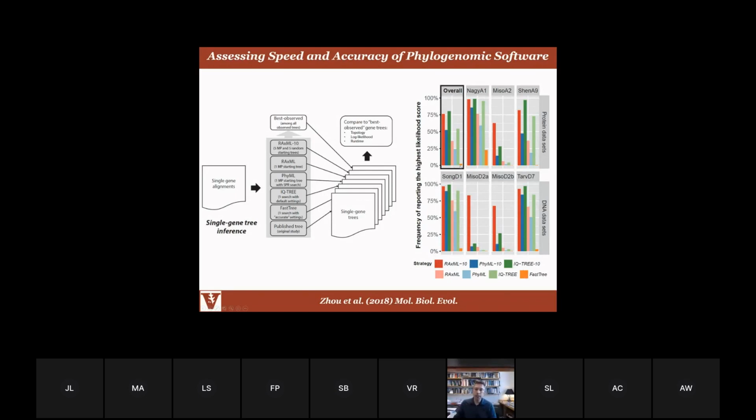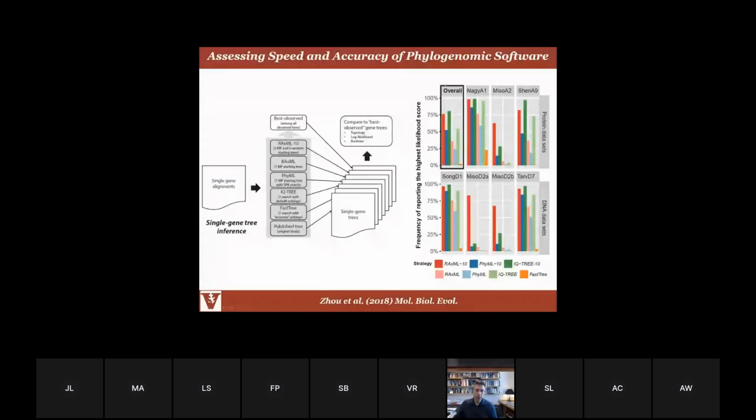And so you can see that FastTree is very fast. Computationally, it's the fastest of all of them, but it's the least accurate. So almost never did it find the best tree for a particular gene. In contrast, RAxML and IQ-Tree seem to perform the best, and they found the best tree approximately 3/4 of the time. But you notice that 25% of the time they didn't.